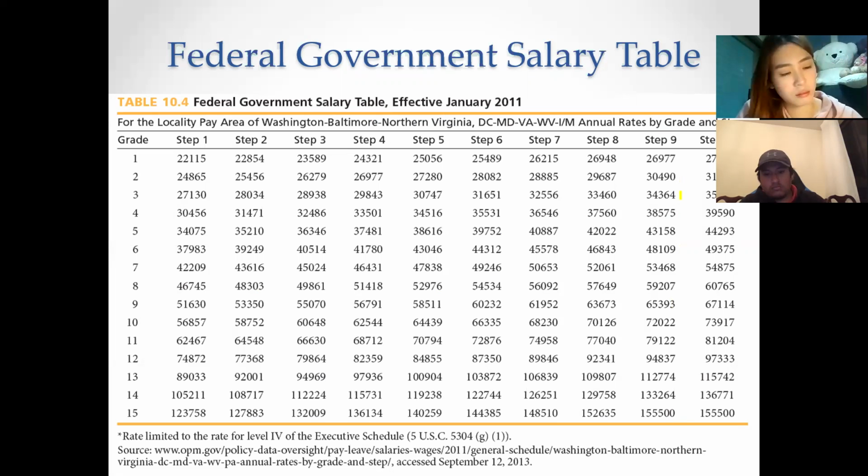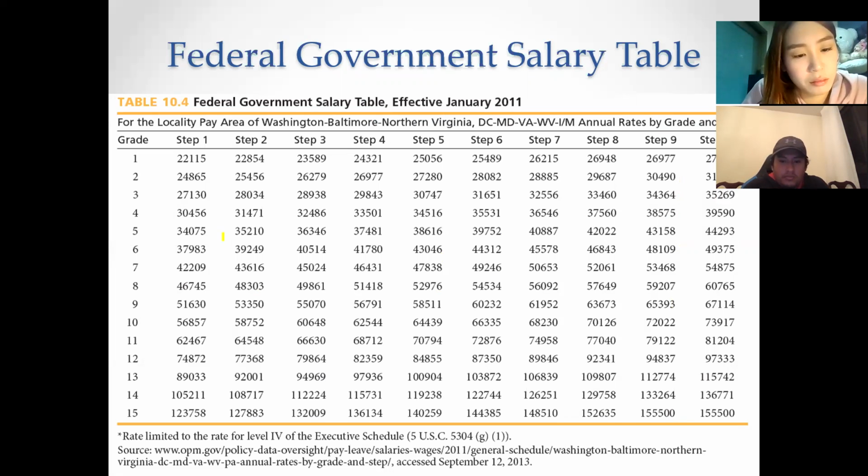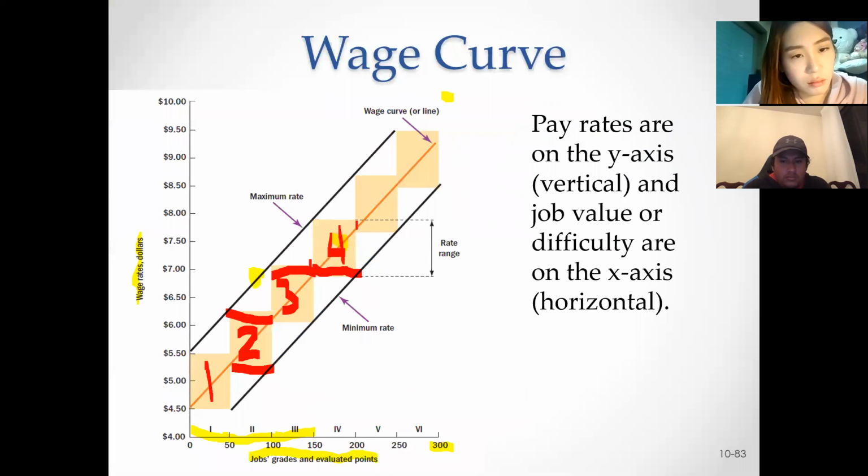So let's understand this kind of table that the government uses, because it's everything we just talked about. So we start with grades, right? Grade number 1 is the lowest. And each grade, instead of just having a line that goes up, what we call a wage curve that has a maximum and a minimum, instead of this, we would have steps.